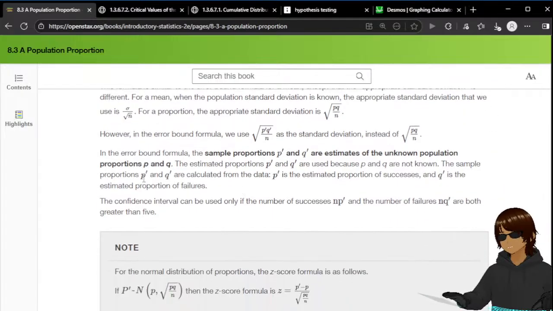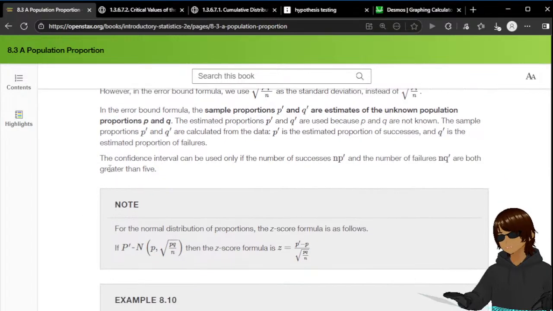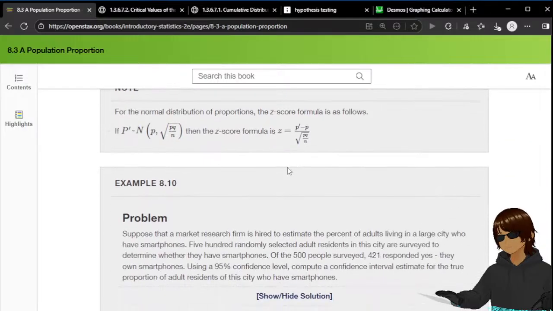The sample proportions p prime and q prime are calculated from the data. P prime is the estimated proportion of successes and q prime is the estimated proportion of failures. The confidence interval can be used only if the number of successes n p prime and the number of failures n q prime are both greater than 5.